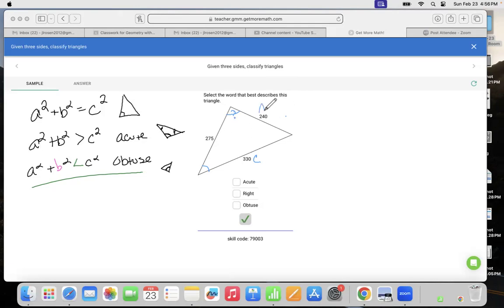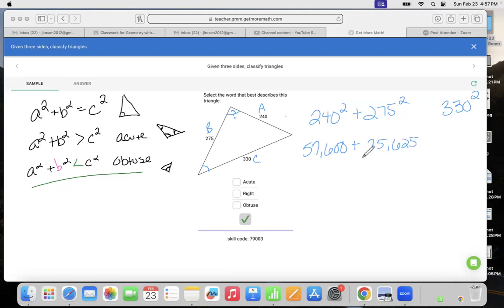We're just going to choose A and B. It's not going to matter for A and B. The one that you do have to pay attention to is the longest one, which is always C. So 240 squared plus 275 squared, and see how it compares to 330 squared. So 240 times 240 is what 240 squared means. That's 57,600. And then 275 times 275 is 75,625.